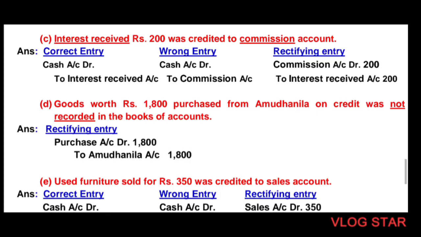In the correct entry, to interest received is written. So in the rectifying entry, first we write to interest received. Now commission, which is written wrongly in the wrong entry on the credit side, we write on the opposite side, that is the debit side. So the rectifying entry: commission account debit to interest received account.